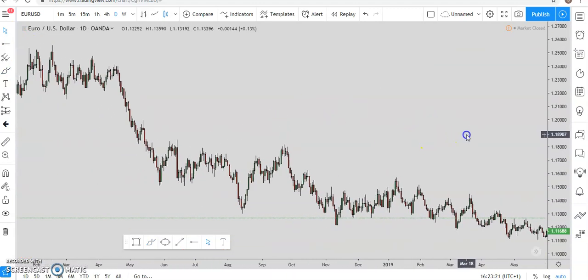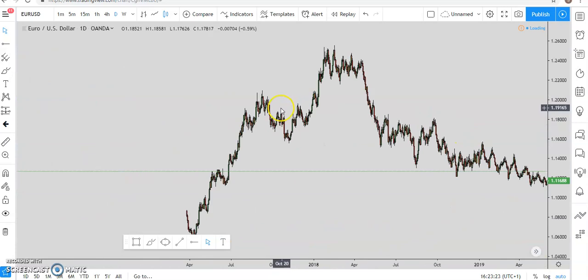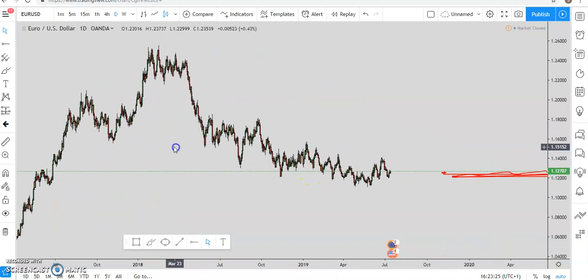All right, so this is a daily chart, and then we want to know where price will be moving to.